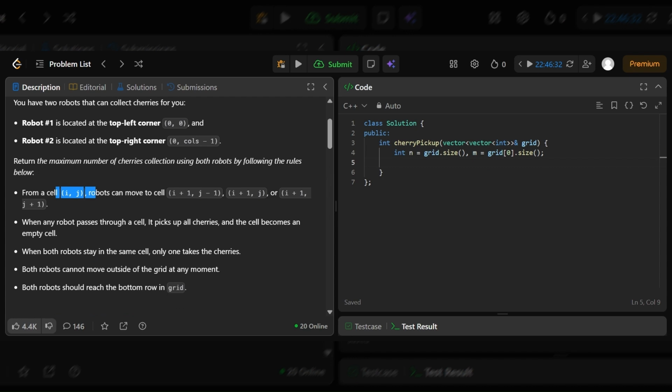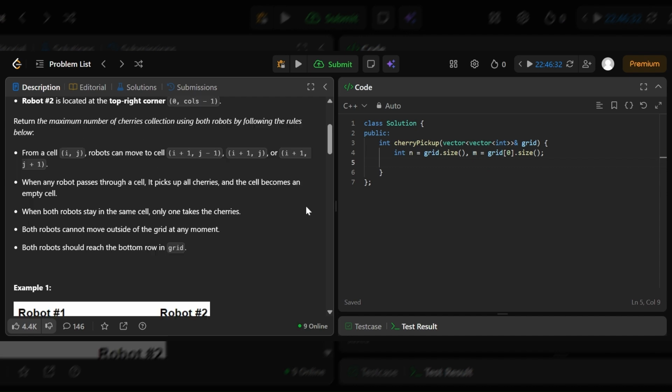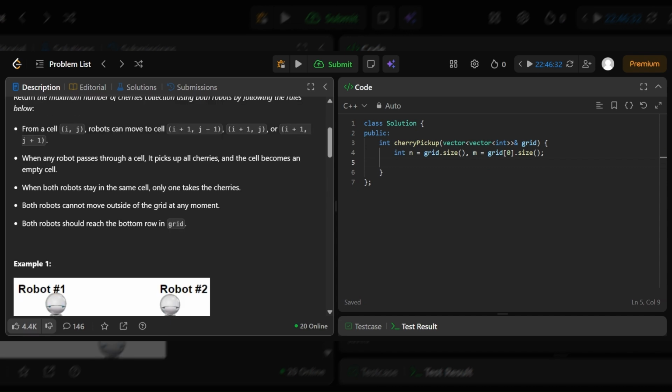From i, j, you can move to i plus 1, j minus 1, i plus 1, j, or i plus 1, j plus 1. It picks up all cherries and it becomes an empty cell. So we can mark it as 0, right? We can mark it as 0.